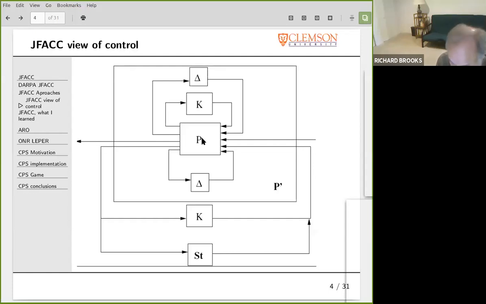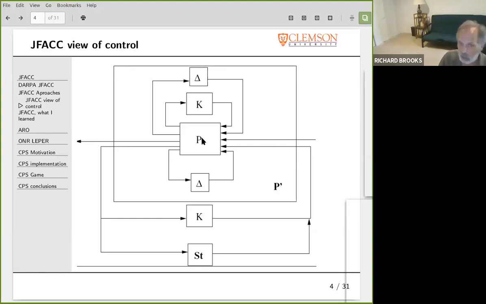So that gives us a new plant, P prime, and the new plant includes the enemy. So you have the environment and the enemy and the noise factors for both sides, and that's actually what you're trying to control. You're trying to control what happens in the environment, but you're also trying to control what the enemy is going to do. Then you have your sensor feeds coming out of that, and the K at the bottom is your local controller, and then the ST at the bottom is a set of other friendly assets and what they're going to be doing. So you have to have your control, what you're going to do in the next step, and you also have to consider what the rest of your group is going to be doing.